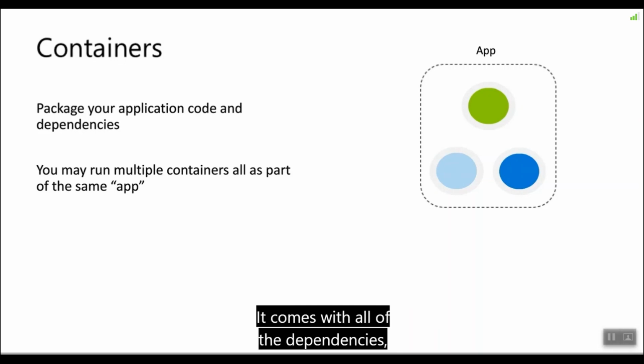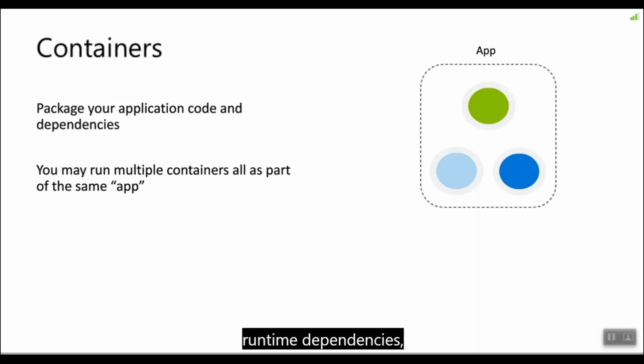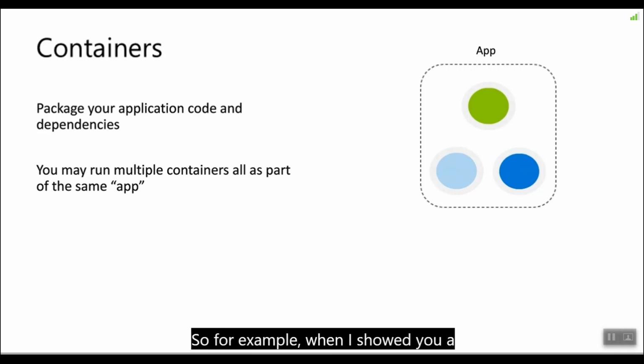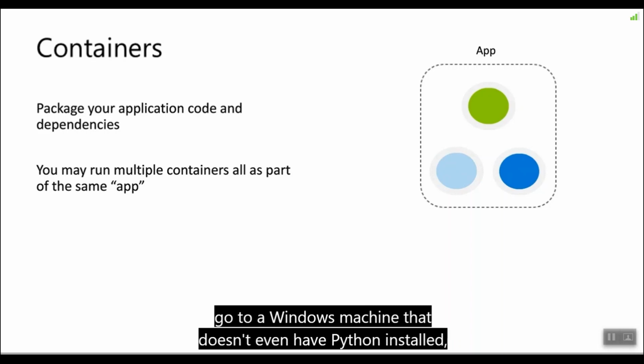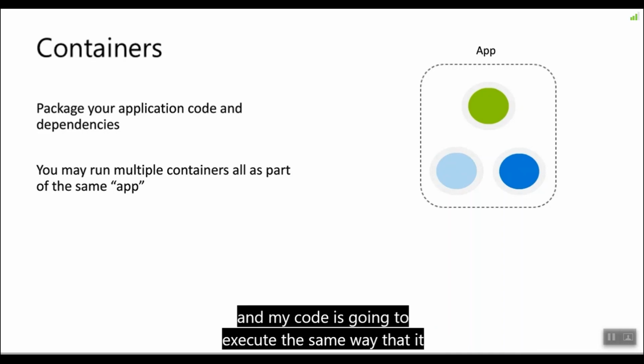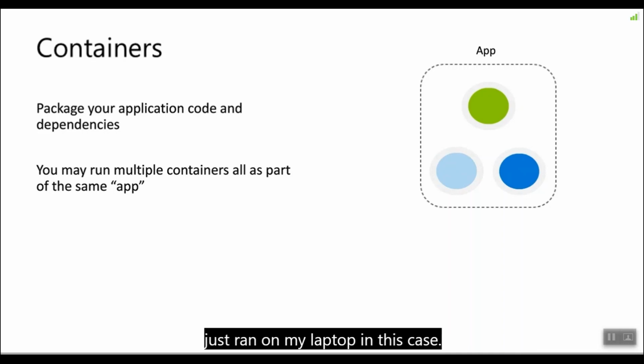It comes with all of the dependencies, whether that's operating system dependencies, runtime dependencies. So now I can take my app and run it anywhere. So for example, when I showed you a second ago writing an Azure function, I wrote that on my Mac in Python. I could take that, put it in a container, go to a Windows machine that doesn't even have Python installed, run that exact same container, and my code's going to execute the same way that it just ran on my laptop in this case. So that's what containers let me do.